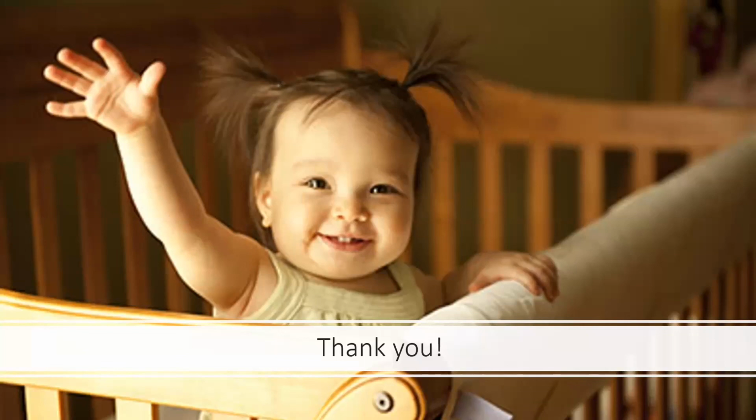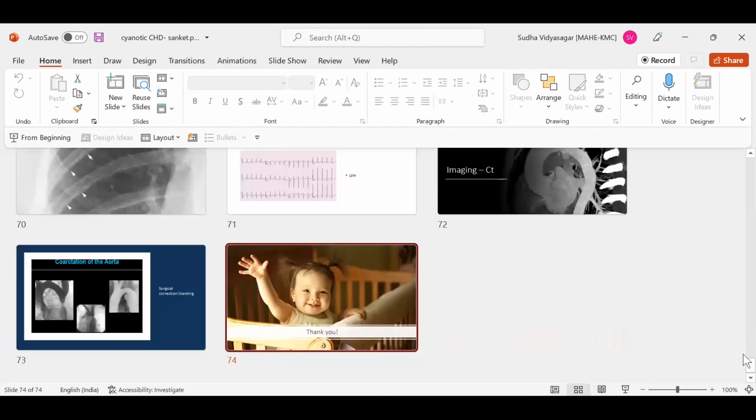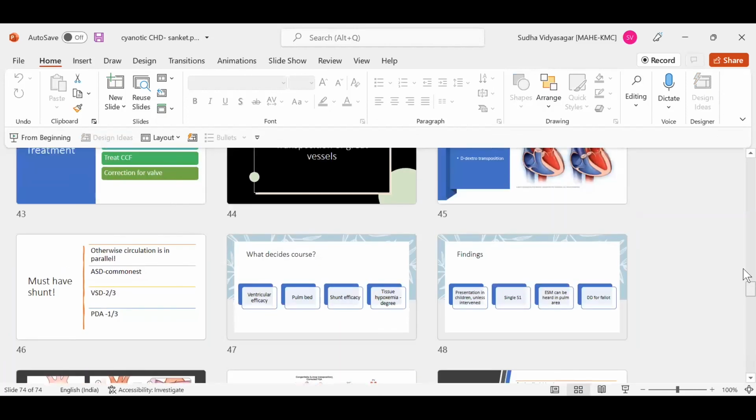Yes, thank you, ma'am. There are two questions. One is, can we re-explain the shunt in the TOF? Re-explain what? Shunt in tetralogy. Oh, one minute. Yeah, sure.